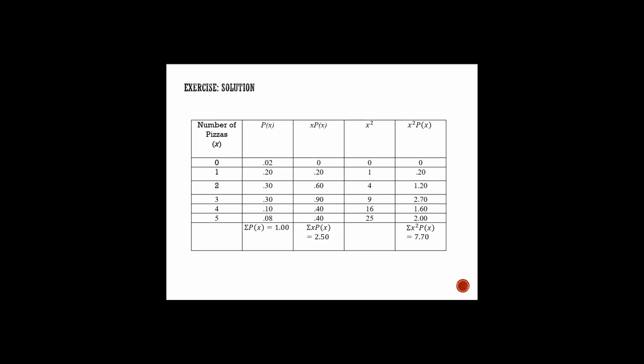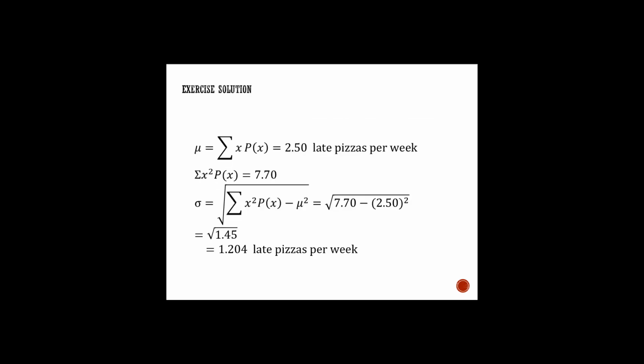Now let's fill those into our formulas and make sure that you know how to do the calculations. So I come up with the mean, of course, equal to 2.5, and what that is is how many pizzas he had late per week. So his mean is 2.5. That's the average, the expected number of pizzas late per week. Then let's do the standard deviation. By plugging in the sum of x squared times the probability of x, we have the square root of 7.7 minus 2.5 squared, which is the mean squared.